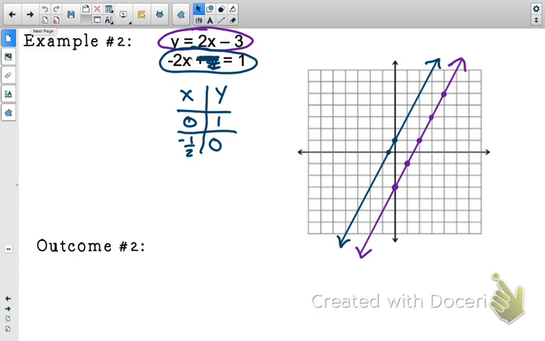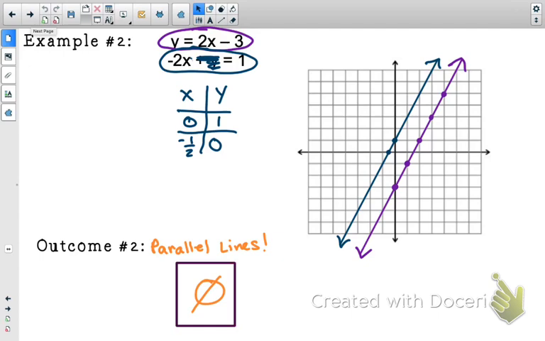Now when I connect these points, something interesting happens. We're looking for the intersection, but in this case, we have parallel lines. So the second outcome out of 3 possible outcomes is if we have parallel lines which never intersect. That means our answer is no solution. There's no intersection point, no solution.